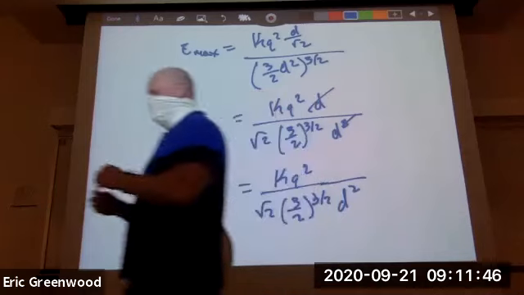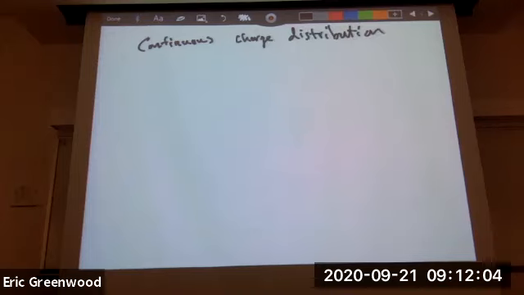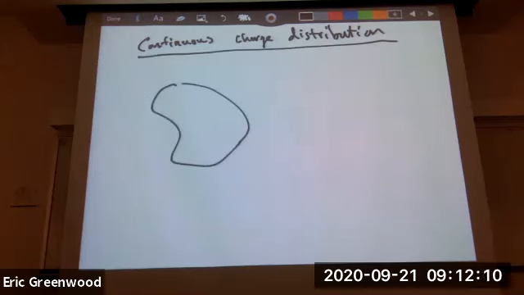So the next thing we want to start looking at is, well, what happens if I have an object which is a big fat blob? We call it continuous distributions. So what happens if I have a continuous charge distribution? For example, there's my continuous charge distribution. Let's say this thing has a total charge of Q, and I want to know what is the value of the electric field at some point P here. So I want to know what is the electric field at point P. This is what we wanted.